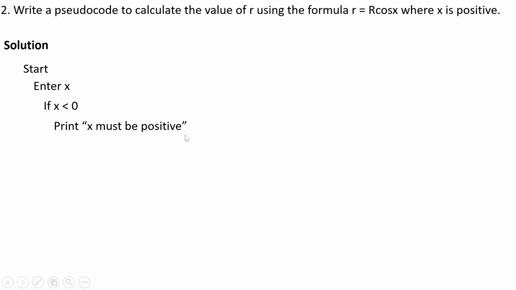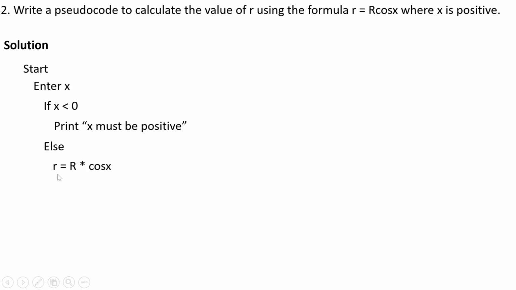Now if this is not the case, you say else. Meaning if x is less than 0, then print x must be positive. Else, you're saying, in an event it is not agreeing with this, in an event it is not true, you haven't entered x less than 0, then you say else. Then after else, what do you do? It should now find the value using this formula.